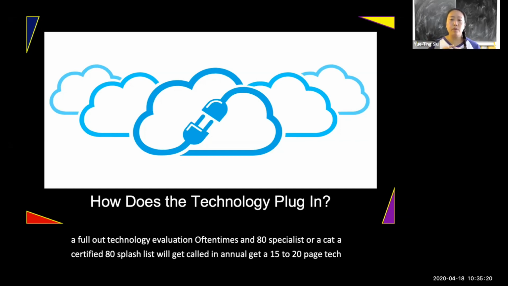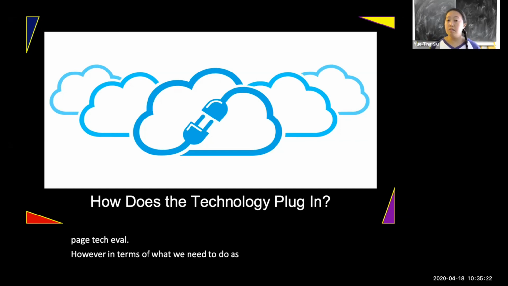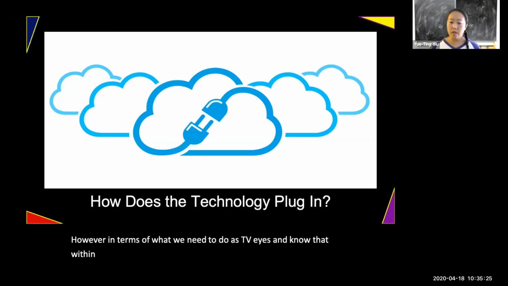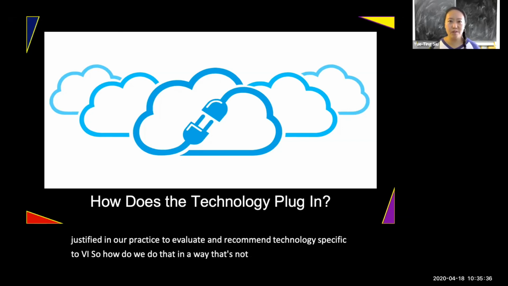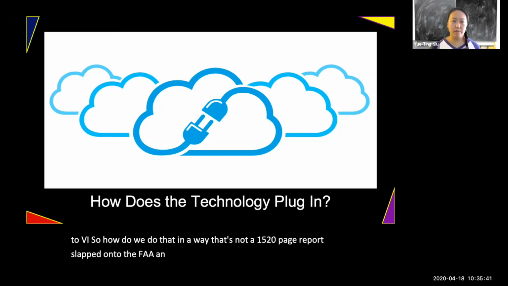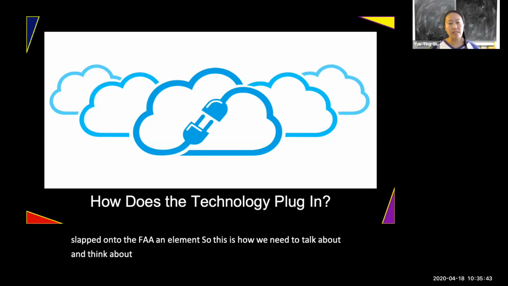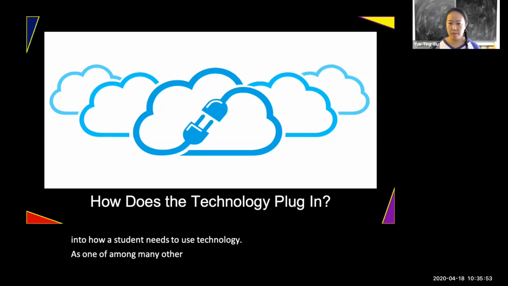However, in terms of what we need to do as TVIs, and you know that within the scope of our practice, we are, or we should be trained, and we are justified in our practice to evaluate and recommend technology specific to VI. So how do we do that in a way that's not like a 15, 20 page report slapped onto the FVA and LMA? So this is how we need to talk about and think about how technology integrates into the data and into how a student needs to use technology as one of many other tools to access their education.